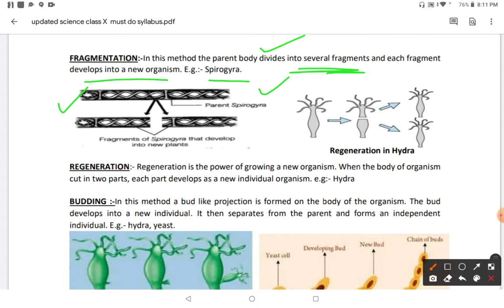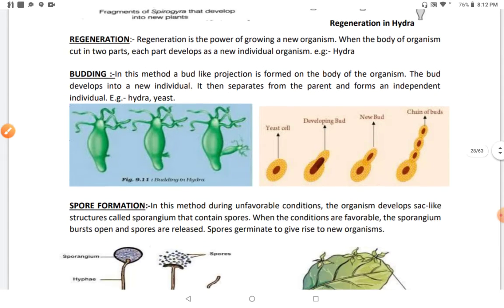Now the next is regeneration. Regeneration is the power of growing new organisms. When the body of the organism is cut into two parts, each part again develops into a new individual organism, just like in Hydra. If we cut it into 2, 3, 4 or many parts, then again different organisms in complete form are developed.